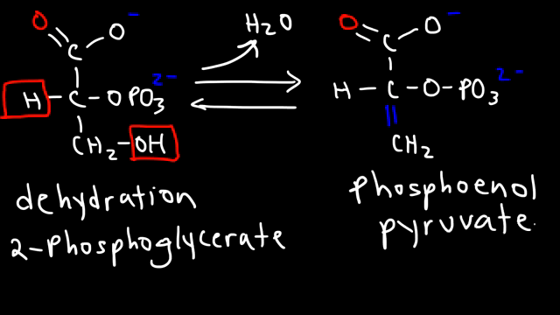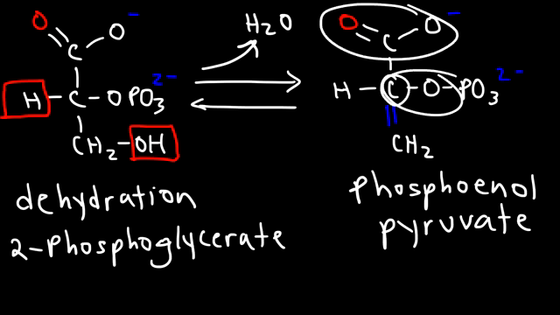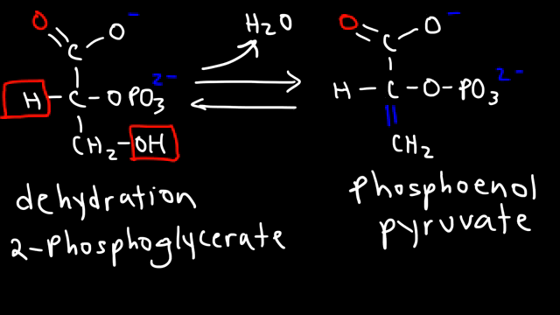Now, if you don't know the structure of pyruvate, it might be a little bit more difficult to figure that one out. Pyruvate has a carboxylate group, and attached to this carbon you have a ketone, and you do have this group as well in pyruvate, but it's going to be a CH3 instead of a CH2. Now we can see why we have the word phospho there, because we have a phosphate group attached to it.